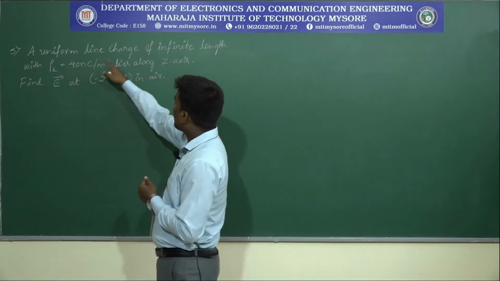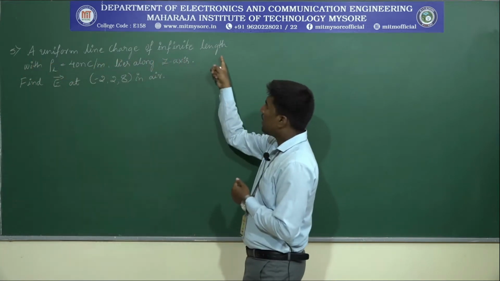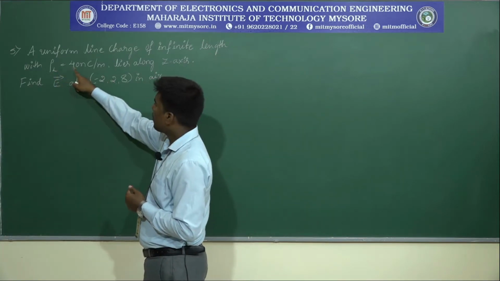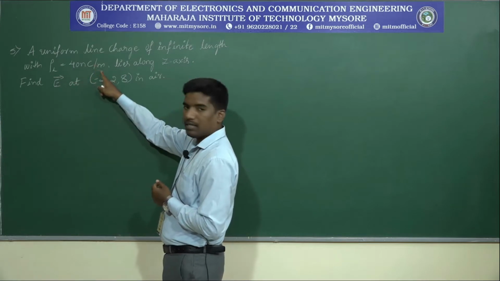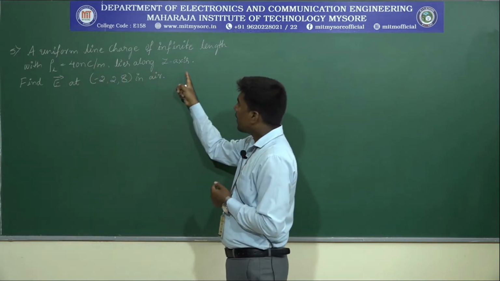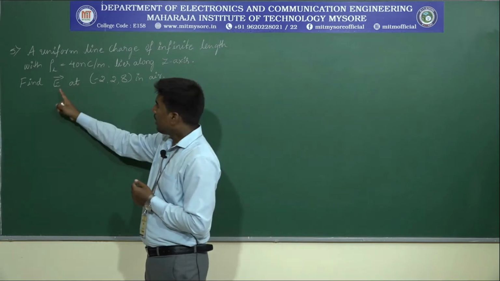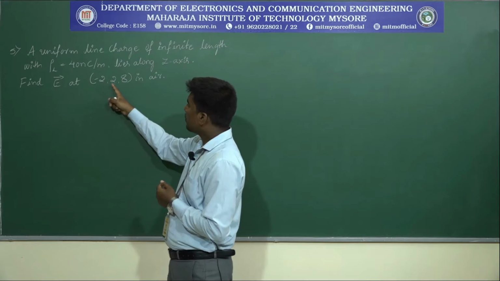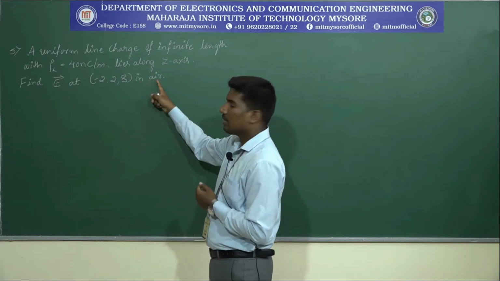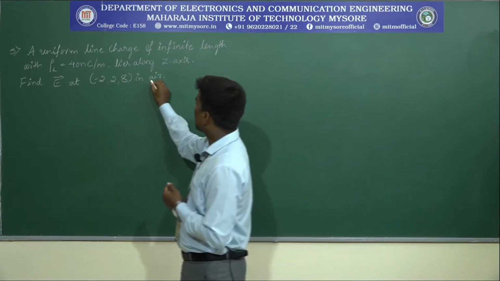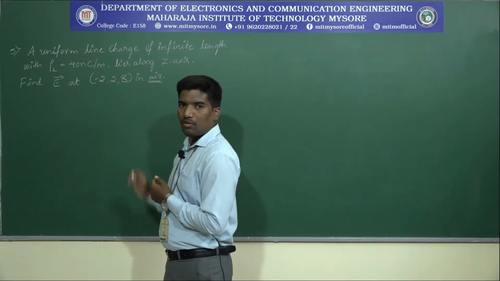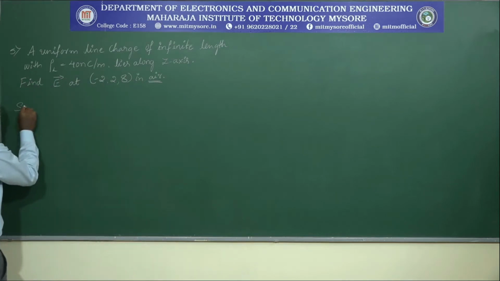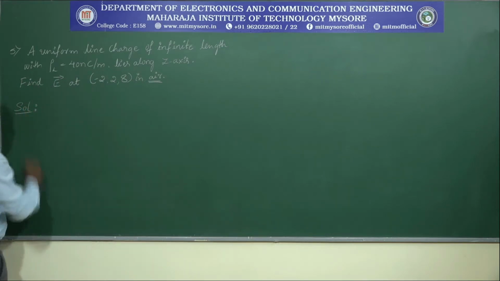A uniform line charge of infinite length with line charge density rho L equal to 40 nanocoulomb per meter lies along the z axis. Find the electric field intensity E at the coordinate (-2, 2, 8) in air. The medium given is air. How to solve this kind of problem? Let us see how to solve this problem.